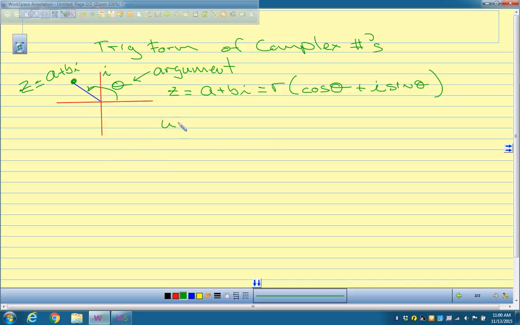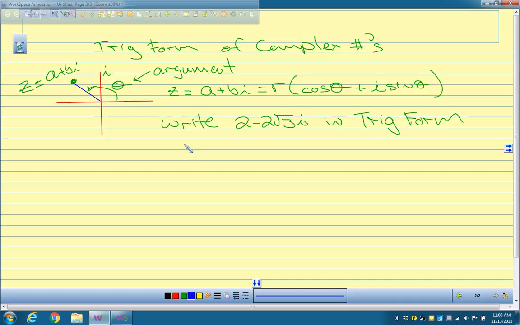So you'll see a problem like this. Write 2 minus 2 root 3 i in trig form. Okay? Can you see that okay? 2 minus 2 root 3 i.